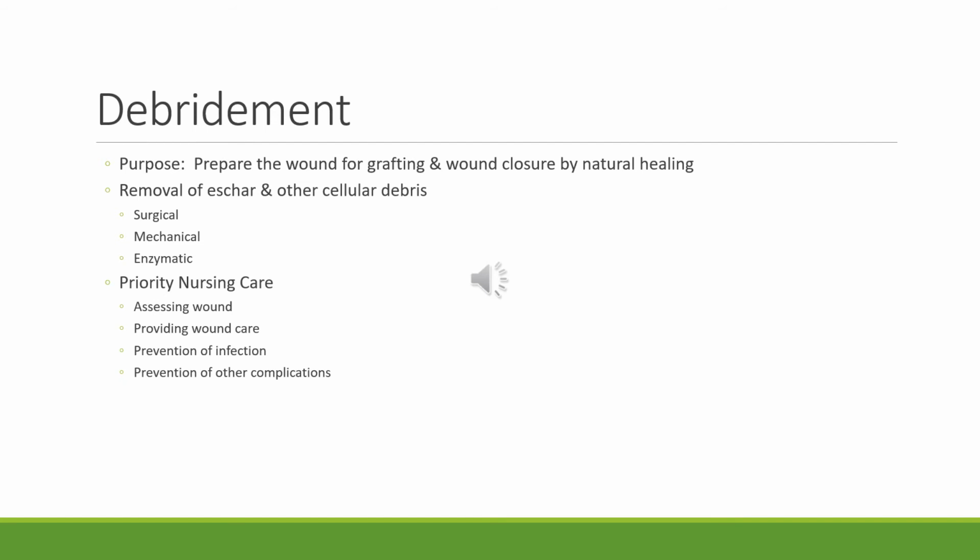So in wound debridement, the purpose of this is to prepare our wound for grafting and for closure by natural healing. And it is, again, the removal of the eschar or the other cellular debris that is on the wound itself. This can be done surgically, mechanically, or enzymatically. And then our priority nursing care includes assessing the wound, providing good wound care. Again, we talked about utilizing infection control measures, preventing infection and monitoring for infection, and then preventing other complications that could occur due to the nature of the specific burn itself.